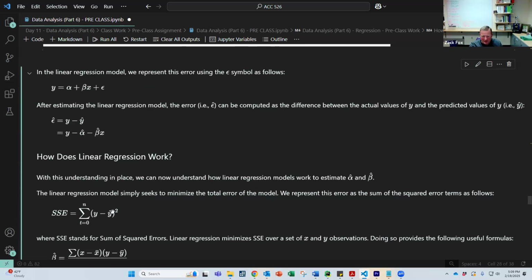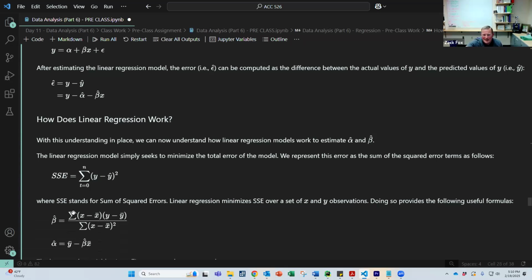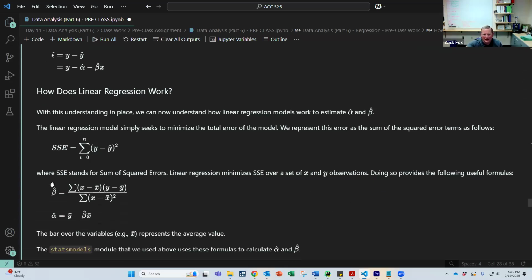The linear regression model simply seeks to minimize the total error of the model, so the distance between those points. We represent this error as the sum of the squared error terms as follows, okay? So it's the sum of the error difference squared, okay? So of all of our values, this is the sum of the squared error terms, okay? Where SSE stands for sum of squared errors, the linear regression minimizes the sum of squared errors over a set of x and y observations. Doing so provides the following useful formulas. We can now technically calculate beta hat and alpha hat. This is essentially what they're just equal to, okay?